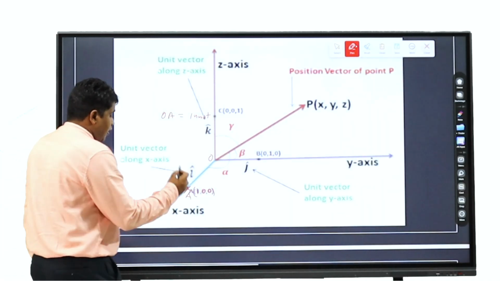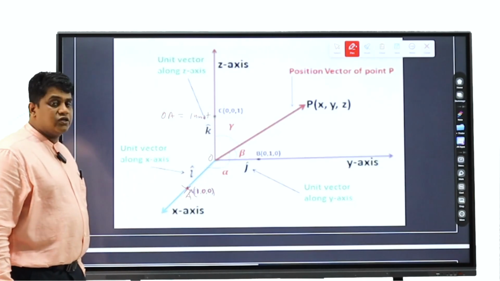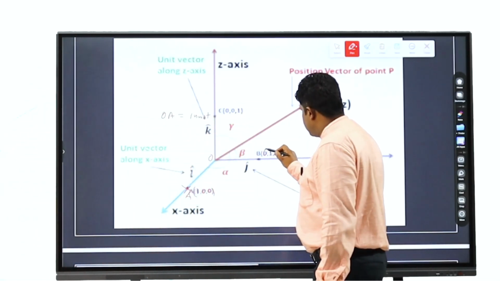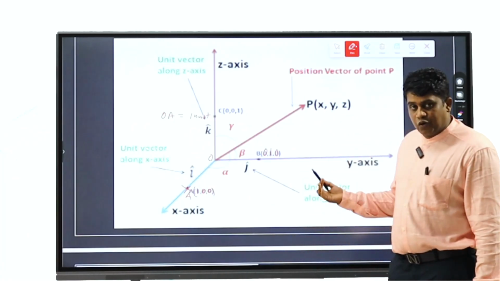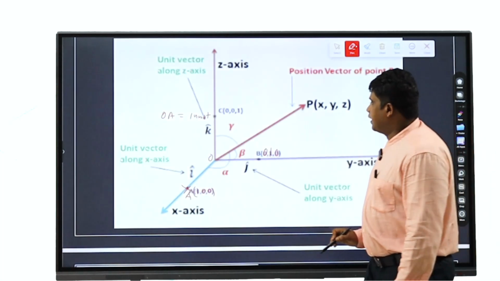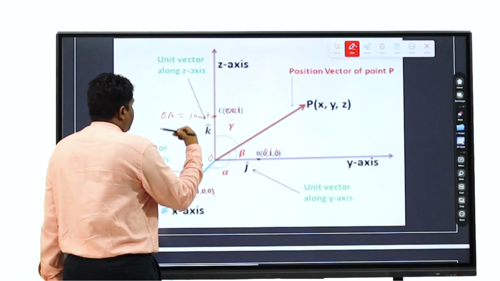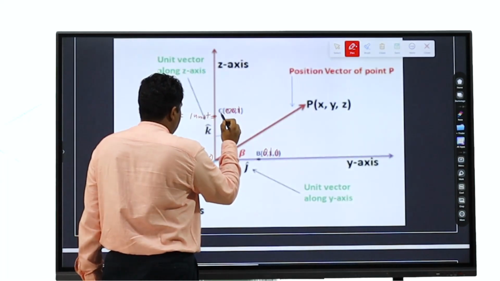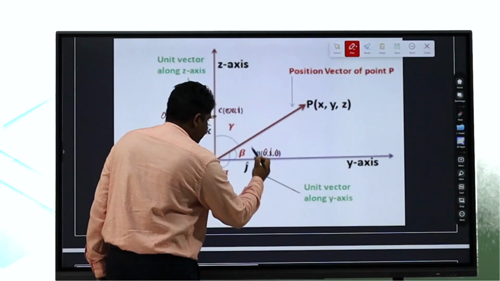Okay. Similarly, what about its y coordinate and z coordinate? They are 0 because the point is on the x-axis. Similarly, the point on the y-axis is (0, 1, 0), because the x and z coordinates are 0 if the point is on the y-axis. Similarly, (0, 0, 1) is the point on the z-axis, and we can call it C. This is A and this is B.